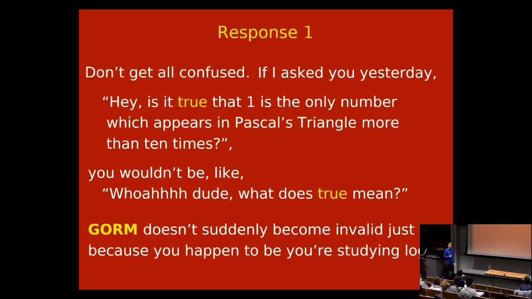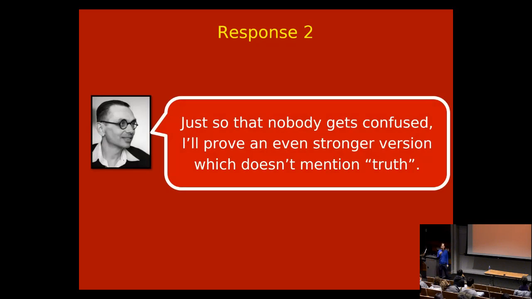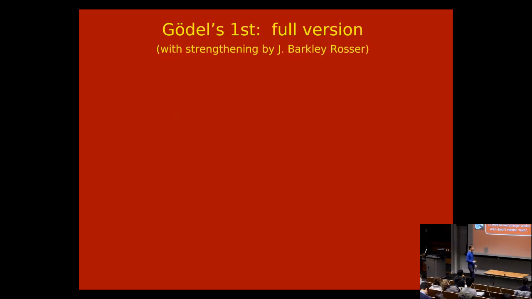Okay. Now, Gödel back in the 30s also anticipated this difficulty, and if he just said to the mathematical world, hey world, don't get confused, they would be kind of mad. And it's a tricky concept, for sure. So what he did was, so nobody gets confused, he proved a stronger version of his theorem that doesn't even use the word truth. So if you're confused about what is truth, it doesn't matter because his theorem does not even mention truth.